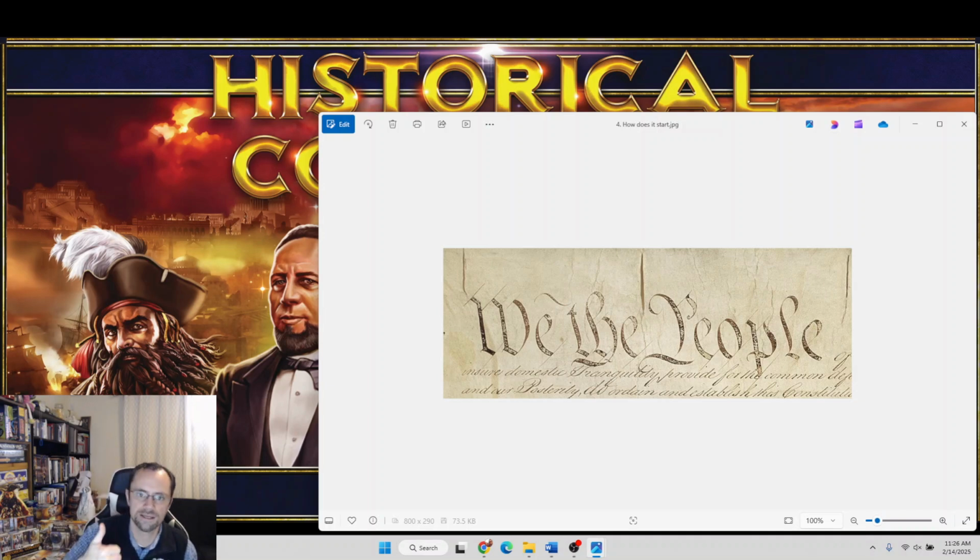Article 1 talks about the legislative branch. Legislative branch, we have the Congress, we have the House, we have the Senate. The House is based on population. The more population you have, the more representation you have in the House. The Senate, though, 2 senators for every state. That's it. That's how easy it is.